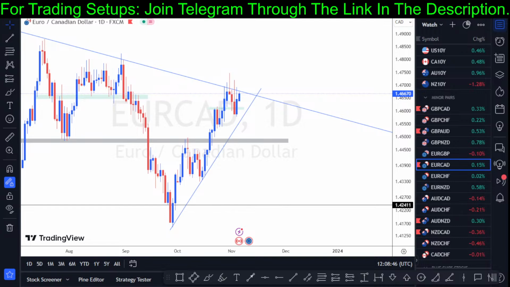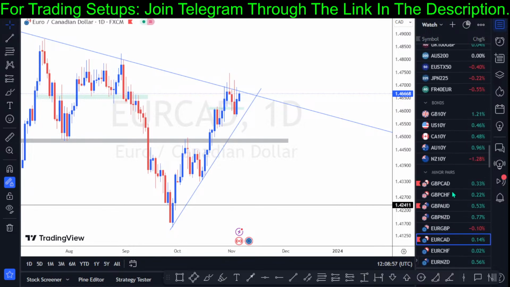So this is for the cryptocurrency traders. If you're a cryptocurrency trader, this might be a trade setup for you. So let's go to the cryptocurrency market.